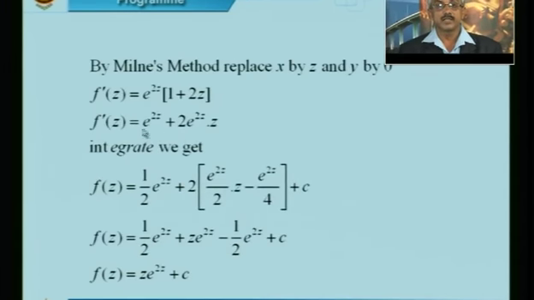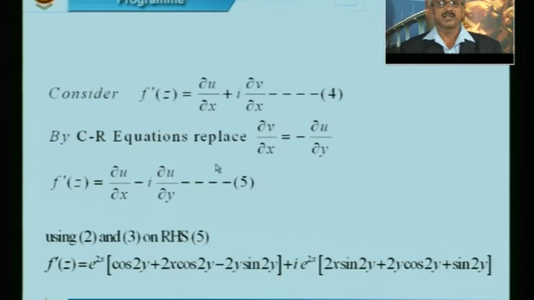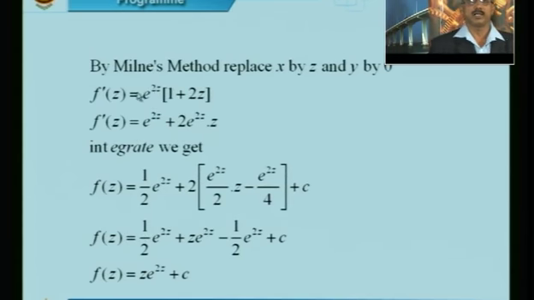And this is by the Milne-Thomson method: replace x by z and y by 0. If you replace x by z, e power 2z, cos 0 is 1, so 2z into 1 gives 1 plus 2z, and here y is 0, therefore this term is 0. Again y is 0, sin 2y means sin 0, which is 0, and 0 into this is also 0. Therefore finally I get e power 2z into 1 plus 2z, that is e power 2z plus 1 plus 2z.